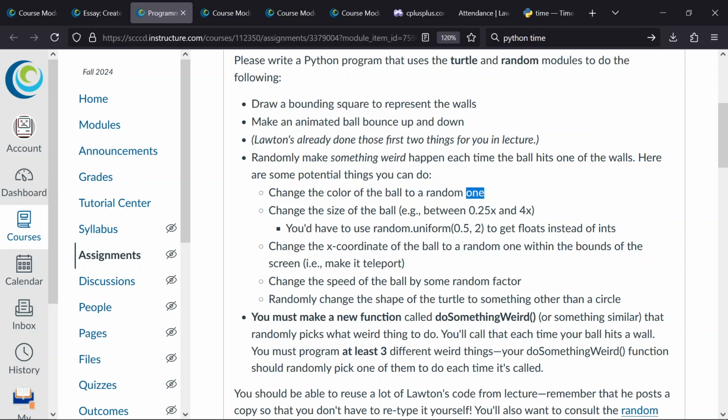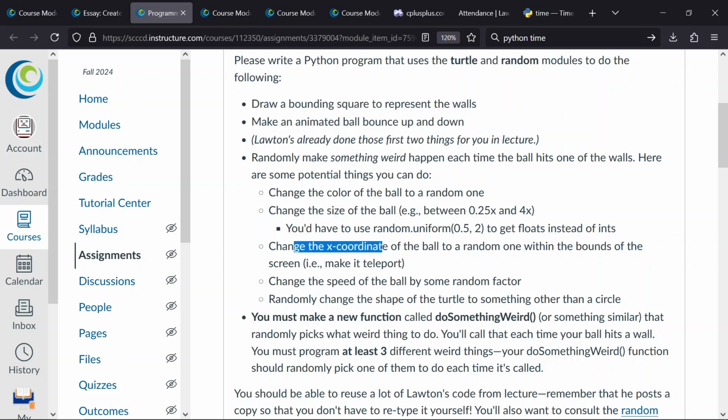You're going to pick one of these random things to do each time you hit a wall. You can change the size of the ball by some offset. There's something in the random library that lets you choose a float, a number that has decimals, within a range, called random.uniform instead of random.randint. Look into that. That might help for changing the size of the ball.